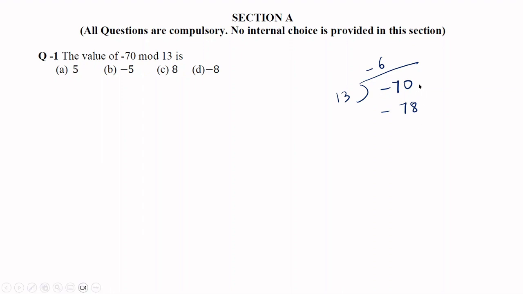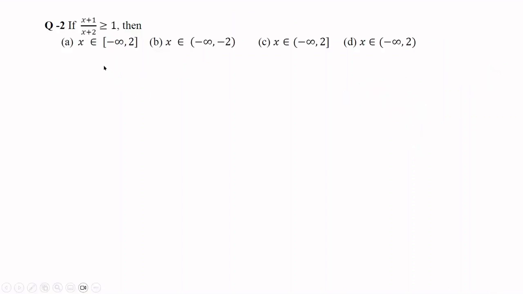Now in usual division, we will subtract this term from this term. So here minus 70 minus of minus 78 will be minus 70 plus 78. As a result, the remainder is 8, which is positive. So the correct option is option C. The value of minus 70 mod 13 is 8. Moving on to the next question.